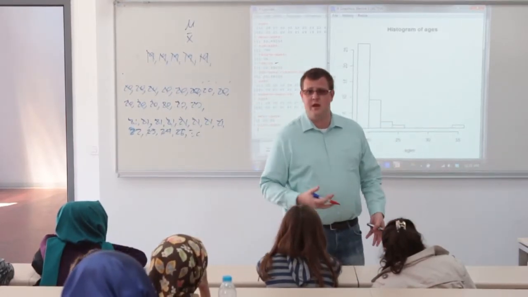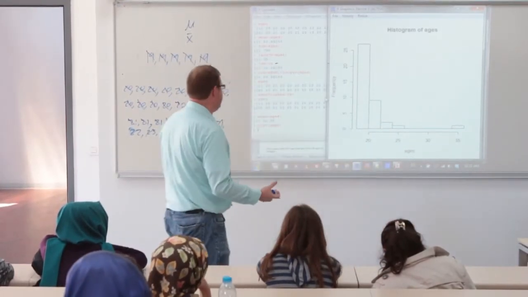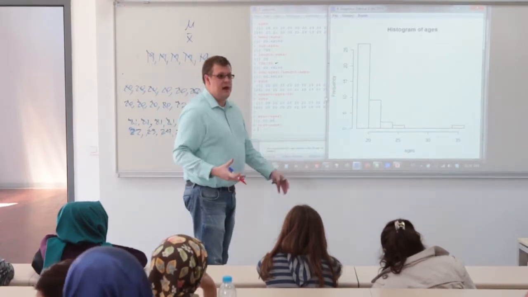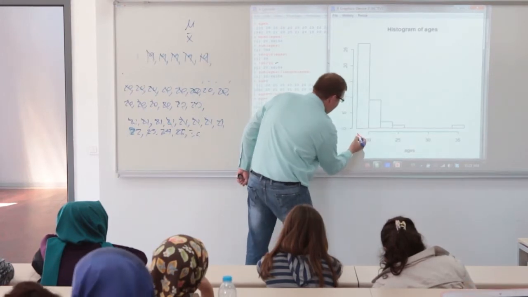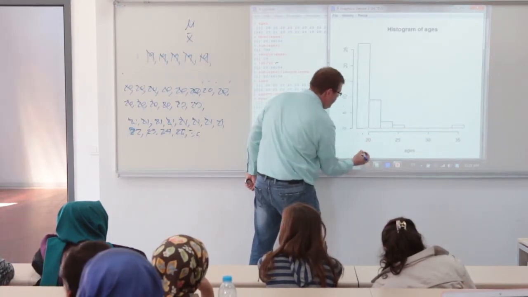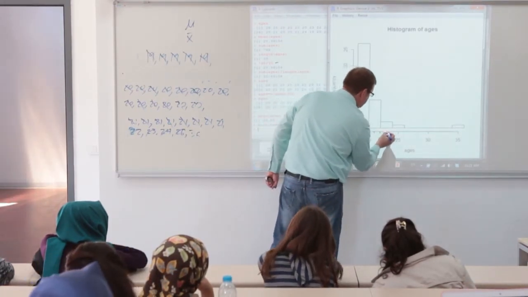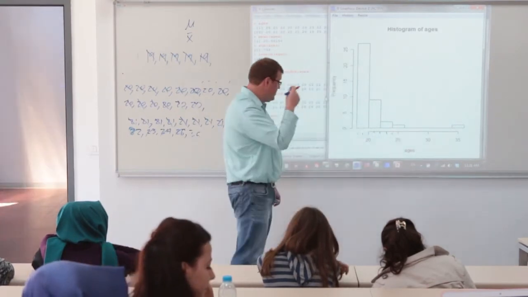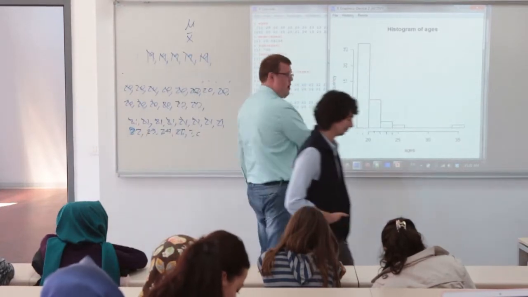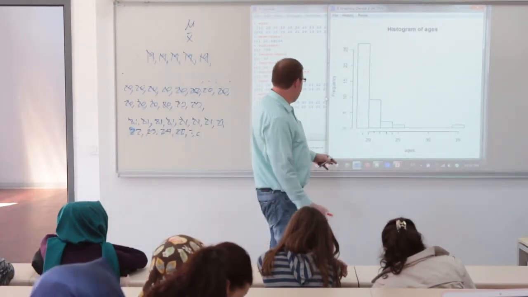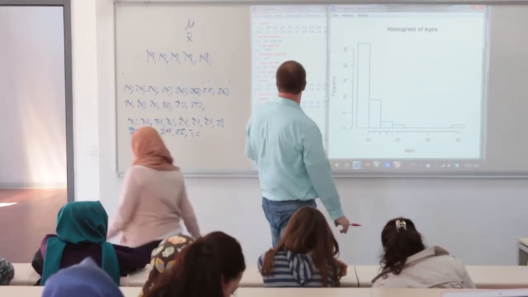So the histogram that R made for us automatically looks like this. Now it groups different ages of people together. So it goes from 18, 19 to 20, 21, 22, 23, 24, 25, and so on and so forth. So this bar actually includes all of the people that are, doesn't make sense.